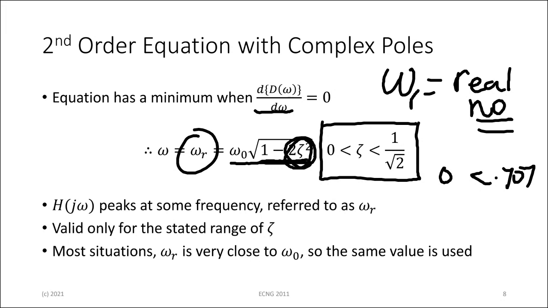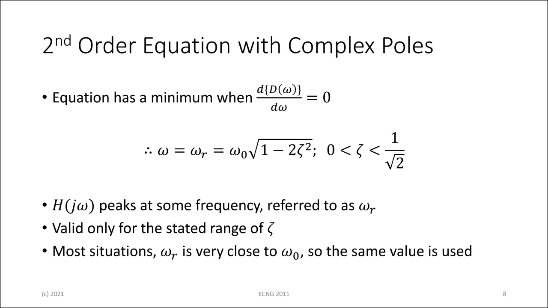At that point, the denominator is at its minimum at this value of omega. Therefore, H(j omega) peaks, or gets its maximum, at that value, and that's why we call it omega r. It's a resonant value, so it's going to peak at this value, and it is only valid if zeta is within this range.